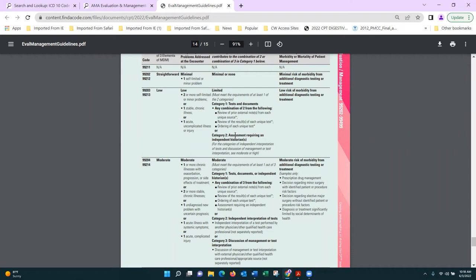Our acute bronchitis falls into the low level. And it's acute, it's uncomplicated. We didn't have any indications of specific bacteria. He didn't indicate any respiratory complications. So we definitely have a low level problem.